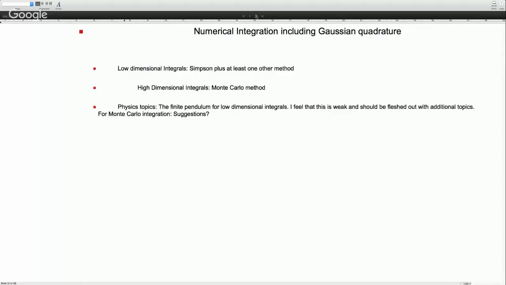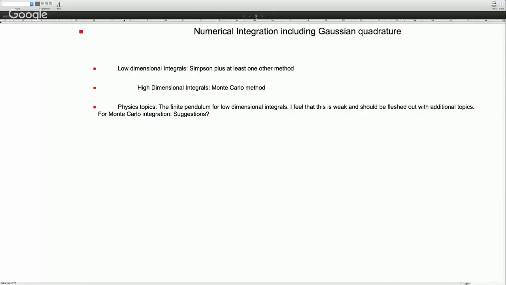And of course they should know numerical integration. And I've said including Gaussian quadrature because that's such a standard method. And for low dimensional integrals, they should probably know Simpson, and they should know at least one other method. And that's as much because I want them to know that there are numerous methods for doing integrals numerically, and that it's important to pick a suitable one for your problem, rather than because I care what particular method they know.